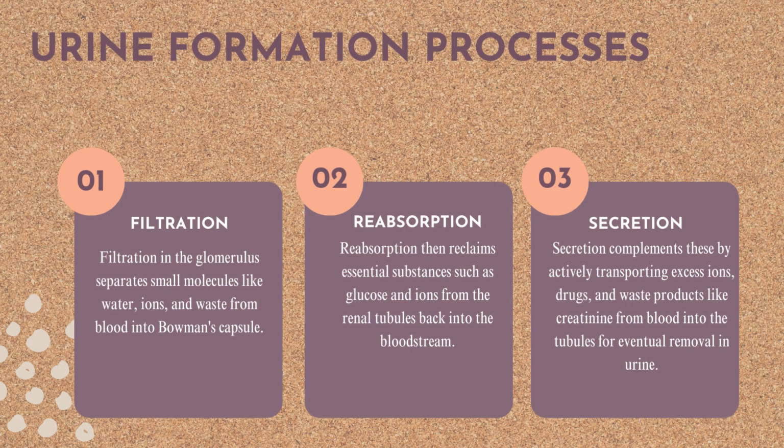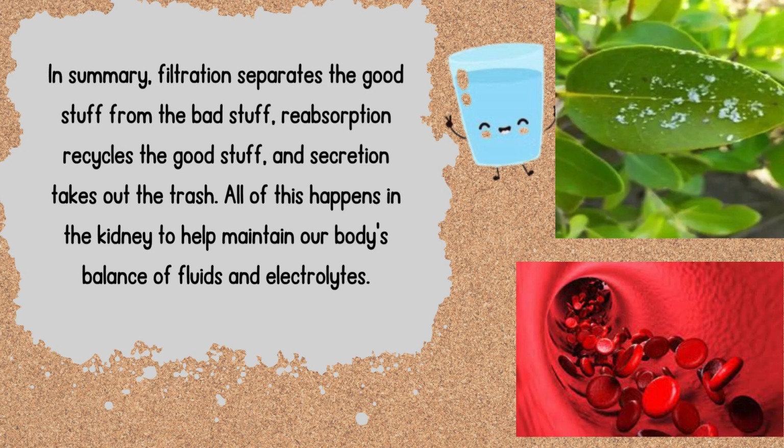Secretion is like taking out the trash. Waste products like urea and excess ions are actively transported from the blood into the tubular fluid in the PCT and DCT. The collecting duct also helps to regulate blood pH by secreting hydrogen ions and potassium ions based on the body's needs.